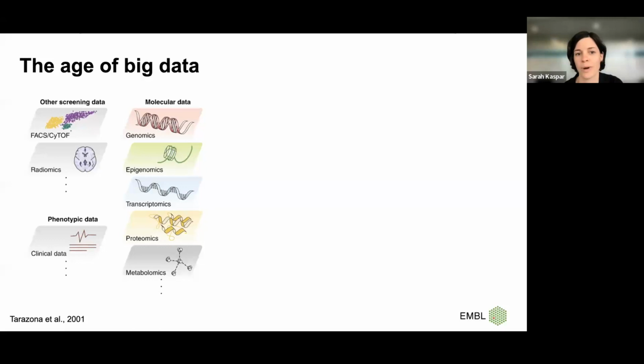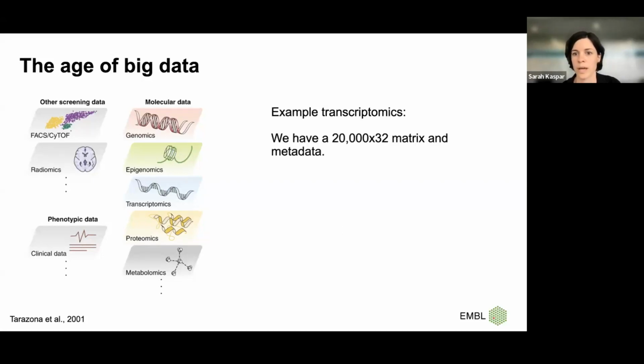I think you're all aware that we live in times where we have increasing amounts of data available. So we have different omic techniques, we have imaging data, we have clinical data, and often different types of data are even combined in the same experiment. So in this transcriptomics example that we'll see today, we have about 20,000 genes from 32 samples, which can be represented in a kind of matrix.